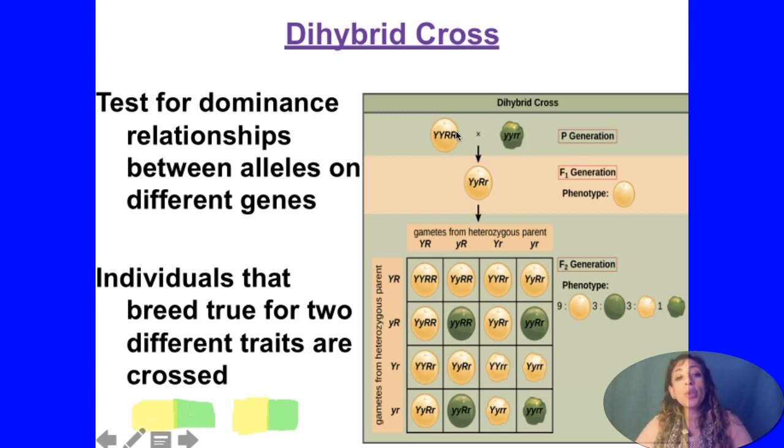When you cross both of these traits together, you're going to come out with this individual who is heterozygous for both traits. They're heterozygous for the yellow seed color, because you see big Y, little y, and they're heterozygous for the round seed shape, because it's big R, little r. This would be considered our F1 offspring. If we cross two of these F1 offspring, however, we're going to have a whole new outcome.